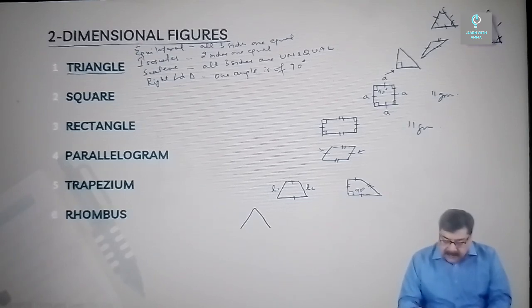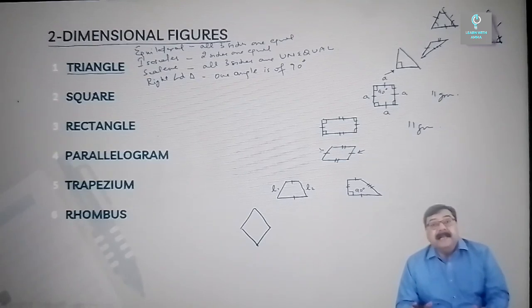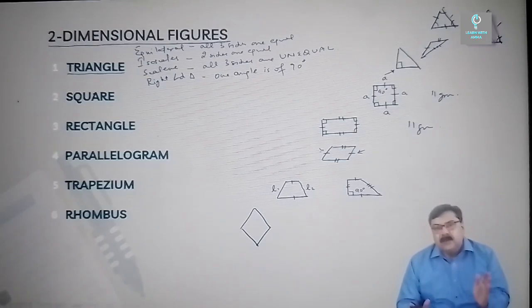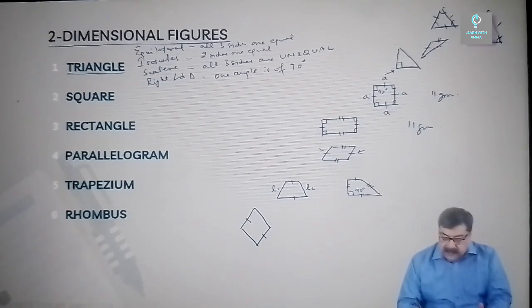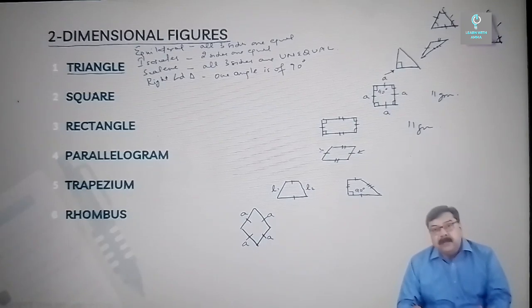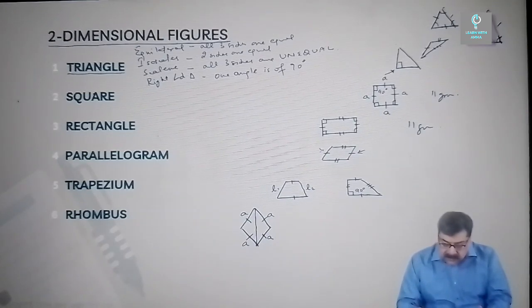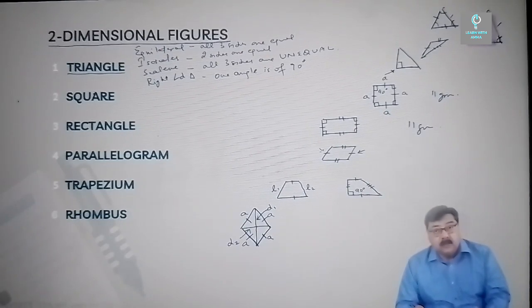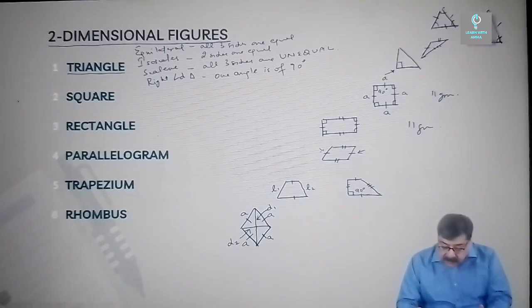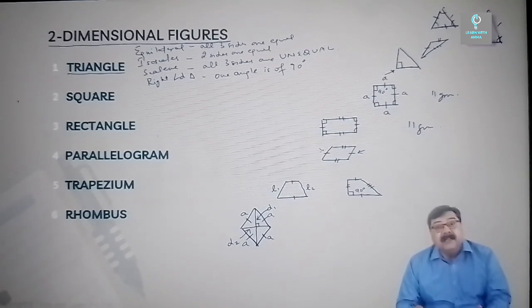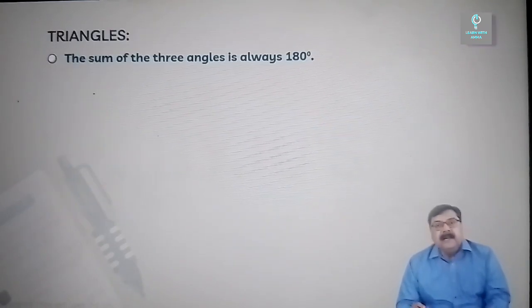Rhombus. A rhombus at times is mistaken with an inclined square, a square which has been pushed or rotated, let us say, by 90 degrees. In a rhombus, the opposite sides are equal and parallel, and also all the four sides are of equal measure. But the two diagonals which are there are of unequal lengths. This is diagonal 1 and diagonal 2, and the two diagonals intersect, or let us say bisect each other at 90 degrees. Let's talk in detail about triangles.